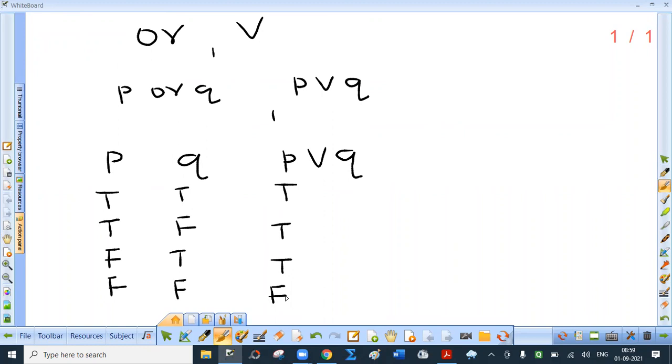One student is asking, is it necessary that there should be only two statements? Not necessary. See, compound statement is a combination of two or more simple statements. There can be three, there can be four. In fact, we are going to discuss a few compound statements which will be a combination of three or in some cases four simple statements also. Okay, so this is about the second logical connective, that is disjunction.